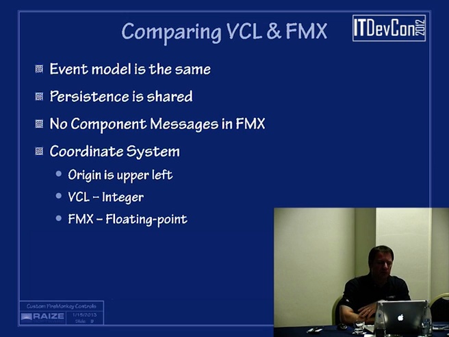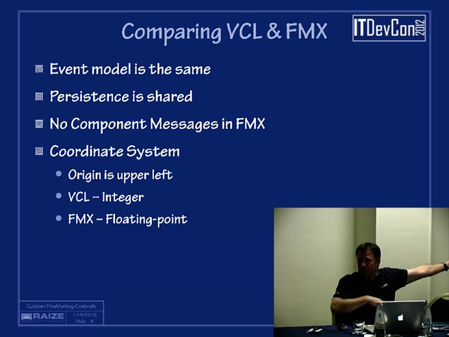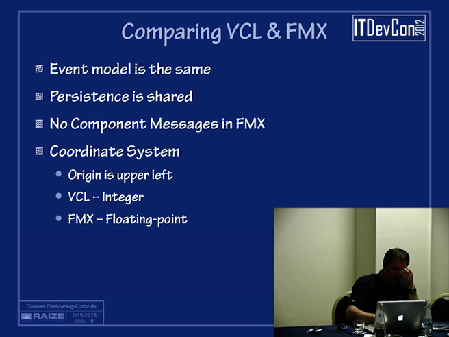So just keep that in mind. The coordinate system, I already talked about that. It's upper left for both. Good. However, VCL is all integer-based. FireMonkey is floating point. So you will see lots of decimal points in your form files if you look at the text, because everything is a floating point number.